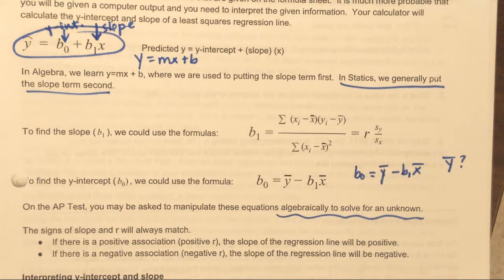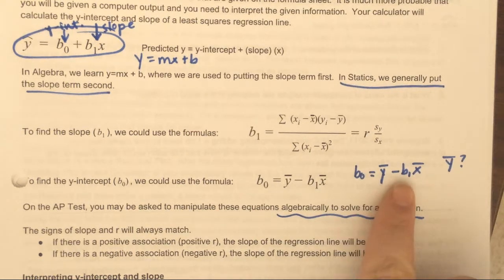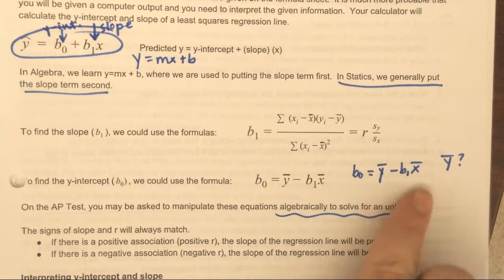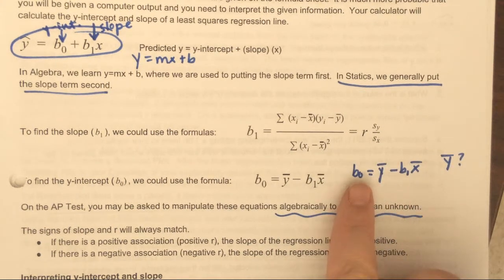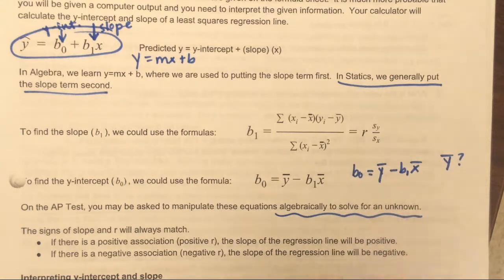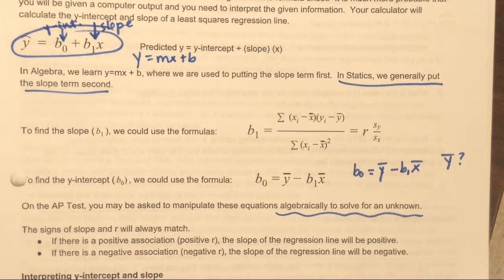But in that case, they would tell you the slope, they would tell you the y-intercept, they would tell you x bar, and you would just solve for y bar. And really what they're testing is, does Sally understand that B0 is the y-intercept? Does she understand that B1 is the slope? That's all they would really want to know. That's the only reason why they make you solve.